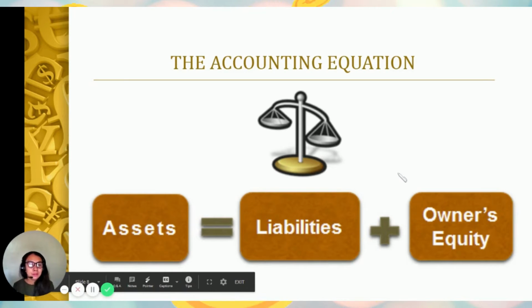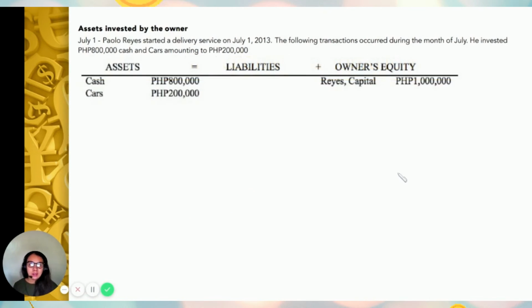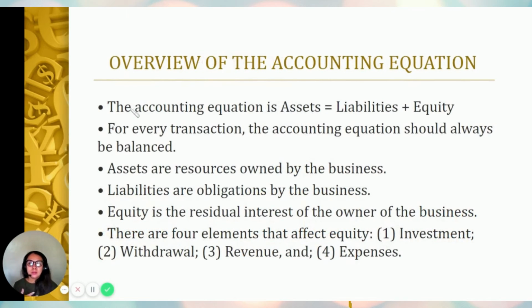Again, be reminded of the accounting equation, that assets is equal to liabilities and owner's equity. After reviewing the transactions, we were able to see what we had in the overview earlier, that for every transaction, the accounting equation should always be balanced. And in the transactions that we looked into, there would be effects on either assets, liabilities, or owner's equity, but in the end, the accounting equation is still balanced.